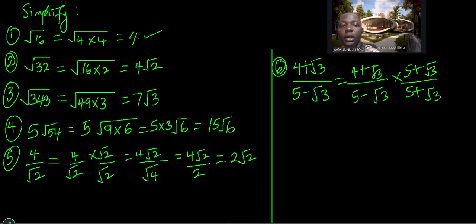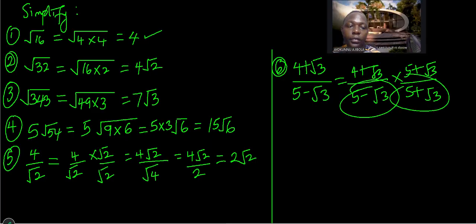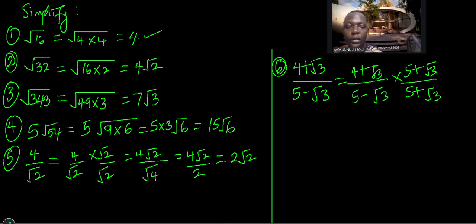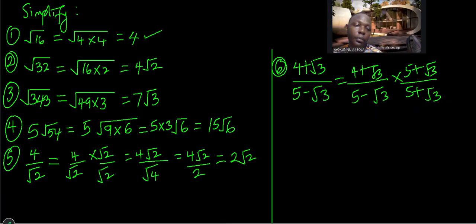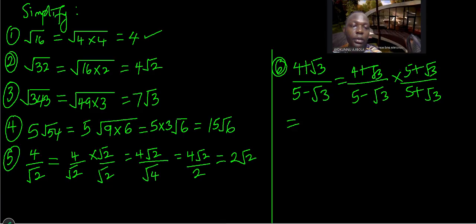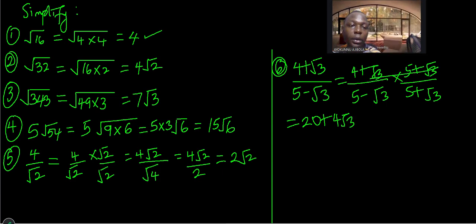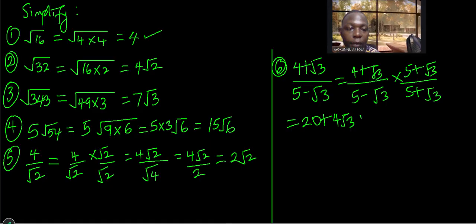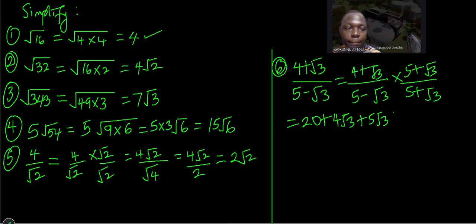So here now we multiply these ones here. For here, this is the difference of two squares: a minus b into a plus b, right? So the one at the top, 4 times all of this: 4 times 5 is 20, and 4 times root 3 is 4 root 3. Then root 3 times all of this: root 3 times 5 is 5 root 3, and root 3 times root 3 is root 9.